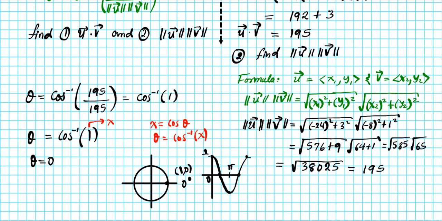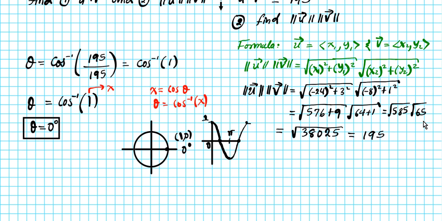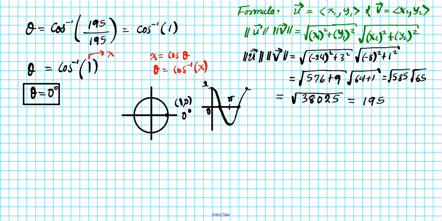And that, ladies and gentlemen, is the angle between vectors u and v. It basically tells us that the two vectors are parallel. Alright, so let's go ahead and write down a statement real quick to sum up all the work we have been doing. The angle theta between vector u and vector v is 0 degrees.